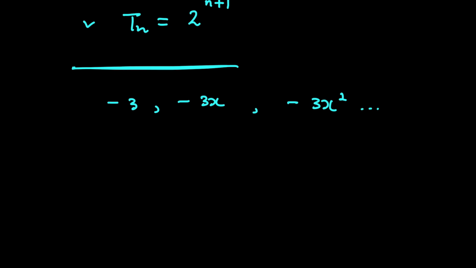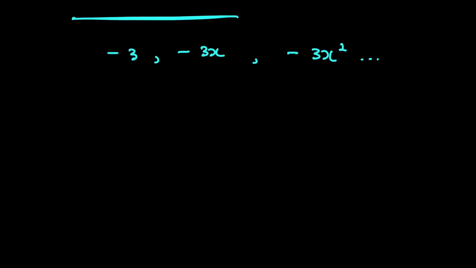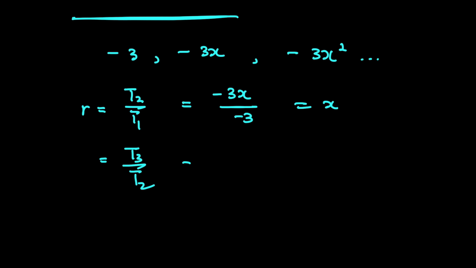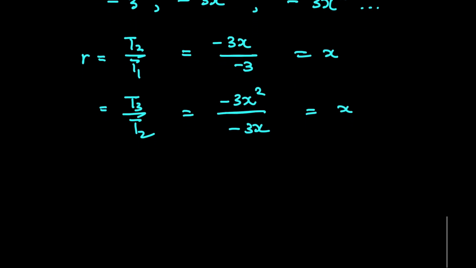And we are told that this is a geometric sequence. So R is equal to T2 over T1, right? Then T2 over T1 is going to be minus 3x divided by minus 3. This equals x. For fun's sake, let's check if that equals T3 over T2. That is minus 3x squared divided by minus 3x. You still get x over there.